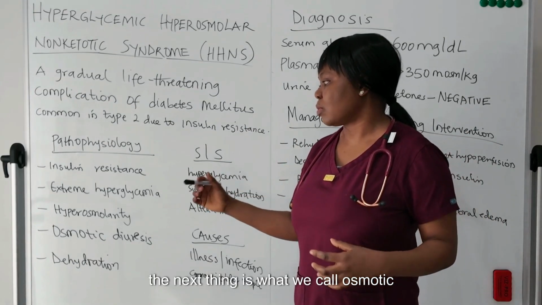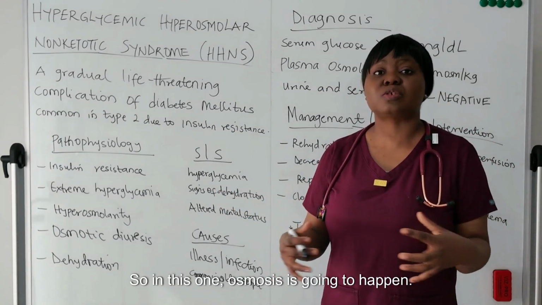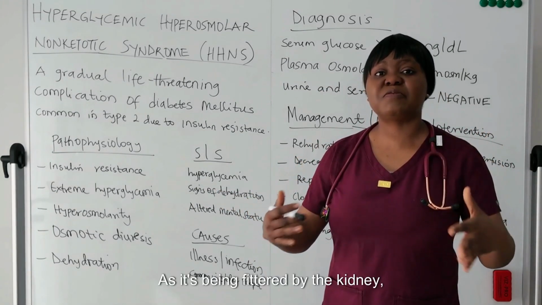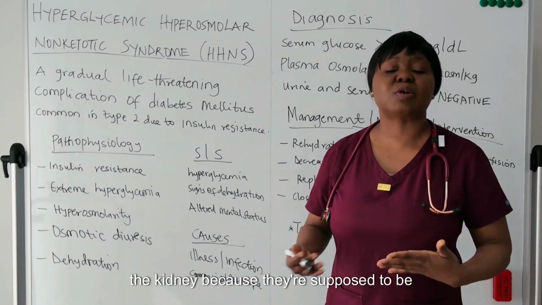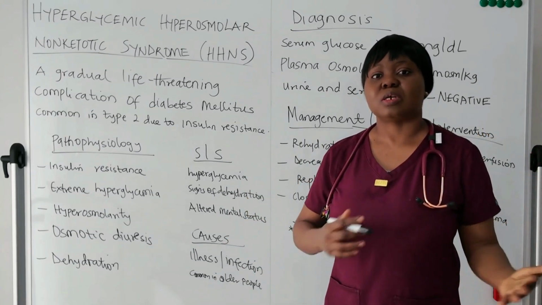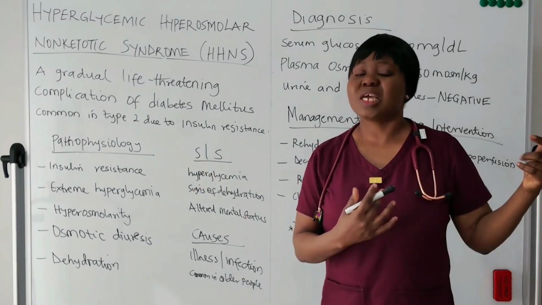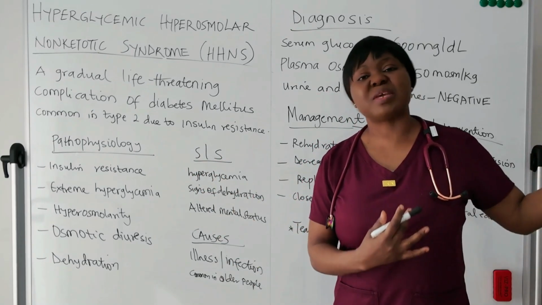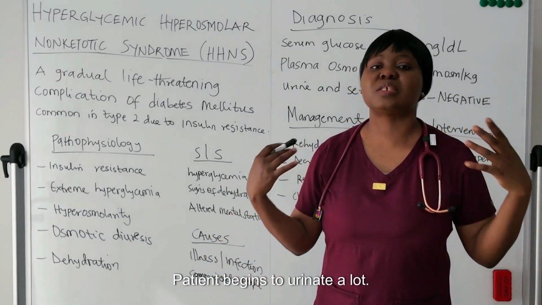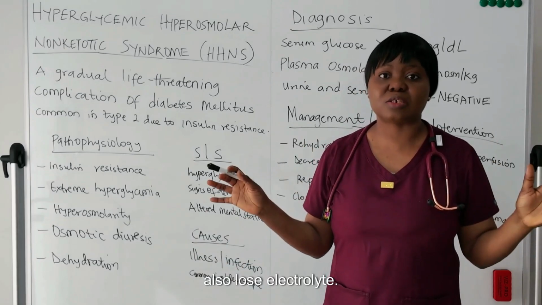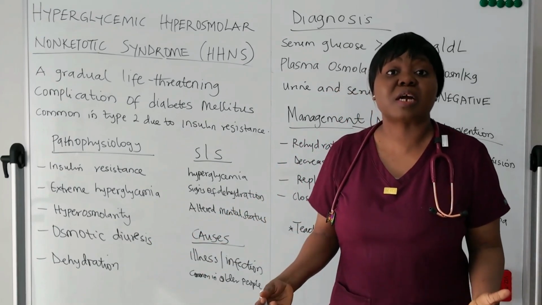Then the next thing is what we call osmotic diuresis. That's the fourth phase. In this one, osmosis is going to happen. The kidney gets overwhelmed by the glucose it is filtering, and some begins to escape through the kidney, because it is supposed to be reabsorbed, but it filters through. As it is pushed out through osmosis, it also pulls water along with it. Even some electrolytes like sodium, potassium, and chloride may escape along. Because of this, the patient begins to urinate a lot, lose fluid, and also lose electrolytes. As they lose fluid, that results in the fifth phase, dehydration. The patient becomes dehydrated with time.